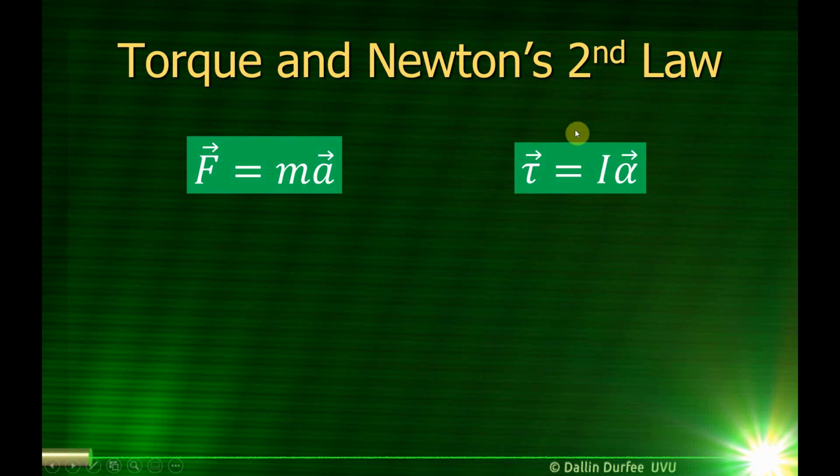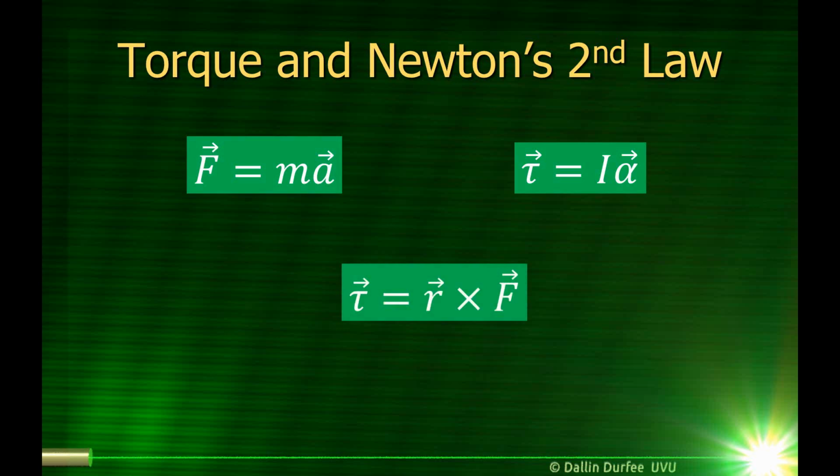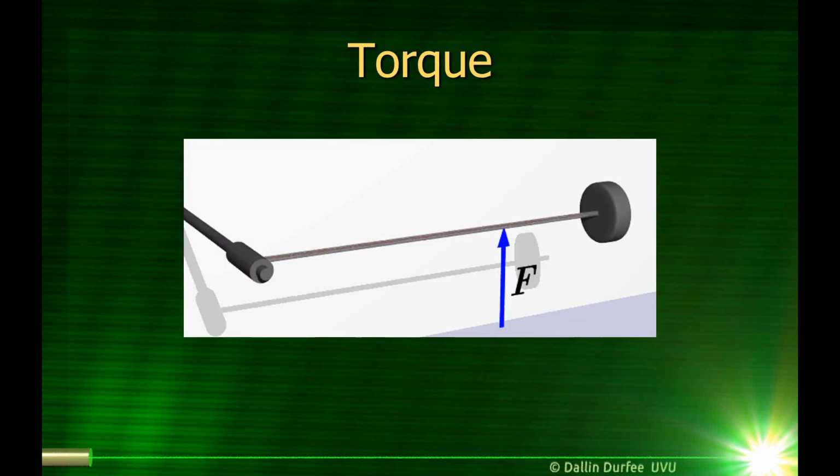In rotational motion, we have torque equals moment of inertia times angular acceleration. So torque is the thing that causes things to have angular acceleration, and the moment of inertia is the inertial property which limits how much angular acceleration you get for a given amount of torque. And once again, we can calculate torque by taking the cross product of the lever arm with the force.